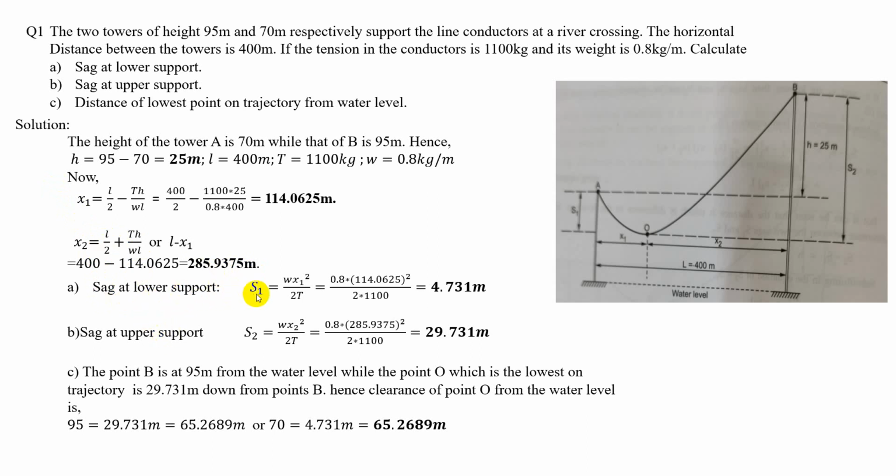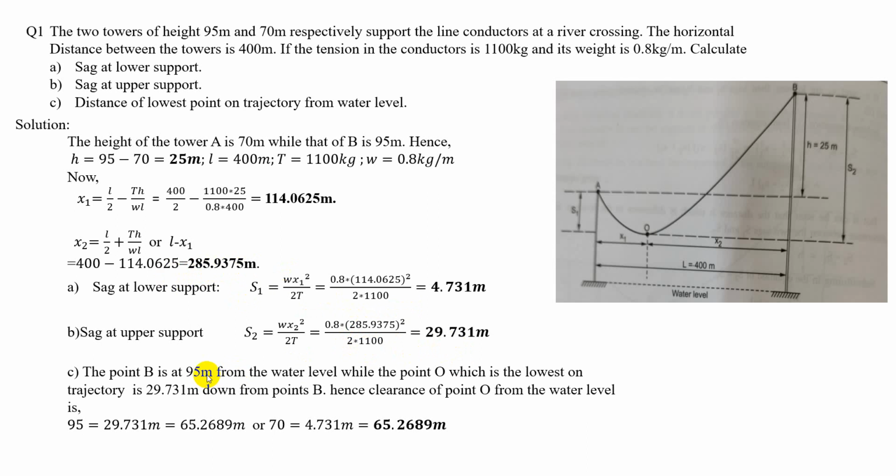The sag at the lower support S1 is given by the formula W times x1 squared divided by 2T. W is known, x1 we just found as 114.0625, and the tension is known. So we get the sag at the lower support as 4.731 meters. And the sag at the upper support S2 is equal to W times x2 squared divided by 2T. On substituting the weight and x2, which we just found is 285.9375, squared, divided by 2 times the tension 1100, we get S2.